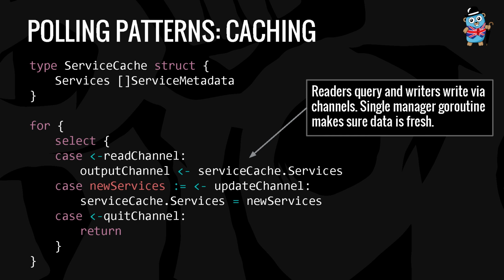Caching. This is a fun one. So we have service discovery. We need to keep a list of those services. We don't want to poll service discovery every single time we're polling services, although we could. We don't want to. So we keep a little cache, effectively.